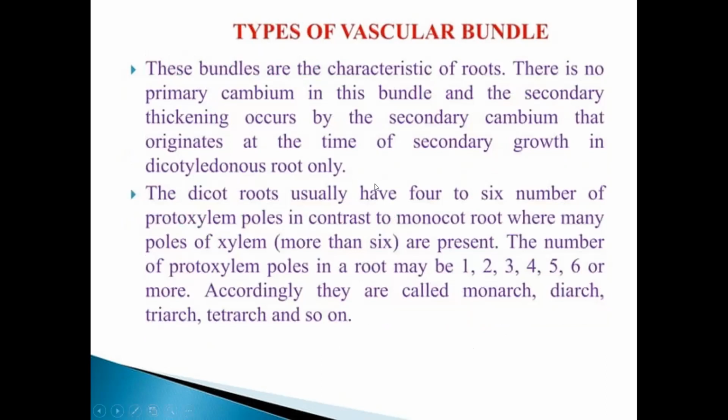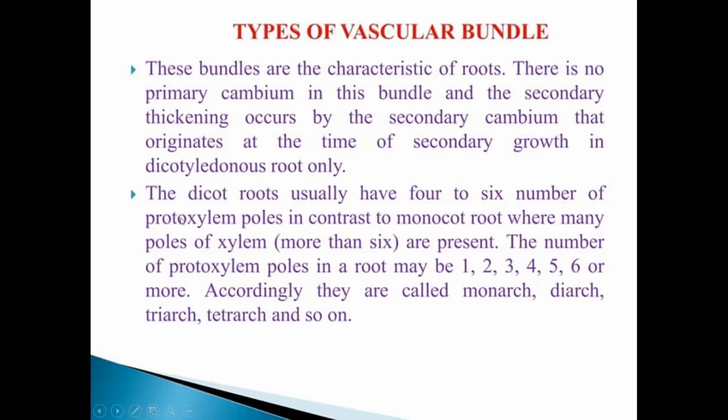These bundles are characteristic. Generally, radial vascular bundles are seen in the roots. There is no primary cambium in this bundle, and secondary thickening occurs by the secondary cambium that originates at the time of secondary growth in dicotyledonous roots only. So the secondary growth is seen only in dicotyledonous roots. Okay, so secondary growth is absent in monocotyledonous roots.